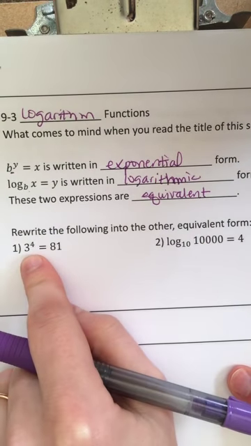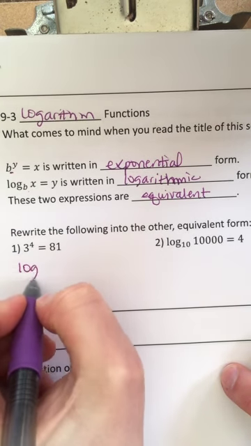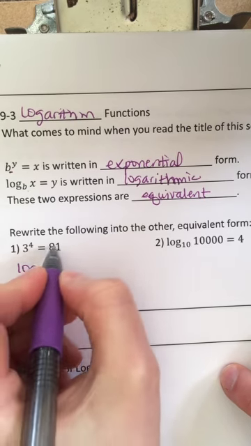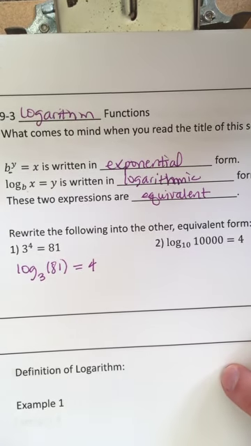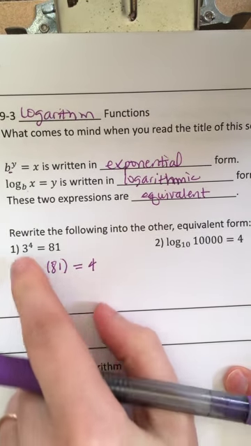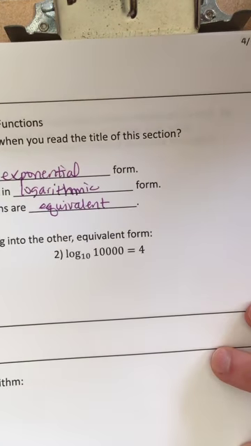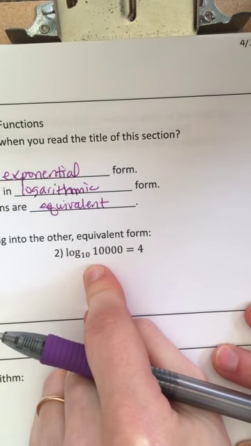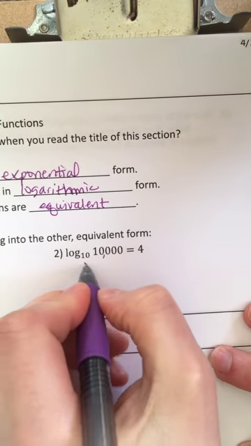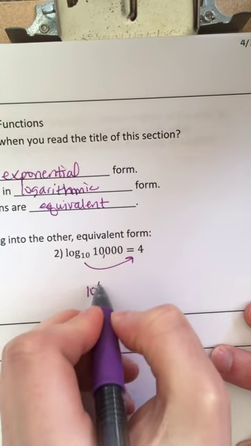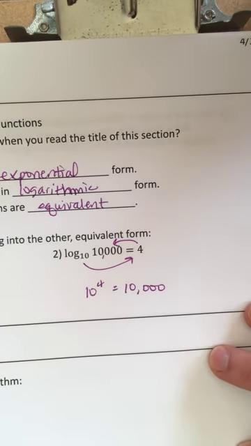So base 3 to the power of 4 is 81. So I'm going to write log base 3 of 81, you can use parentheses if you want, equals 4. So a logarithmic expression will equal the exponent. Try it, come back and we'll check it. All right, on 2, log base 10 of 10,000 equals 4. I like to draw arrows, so it's base 10 to the 4th power equals 10,000. All right.